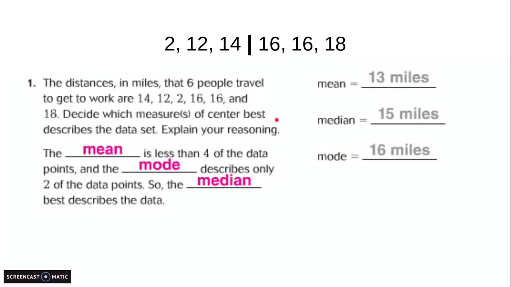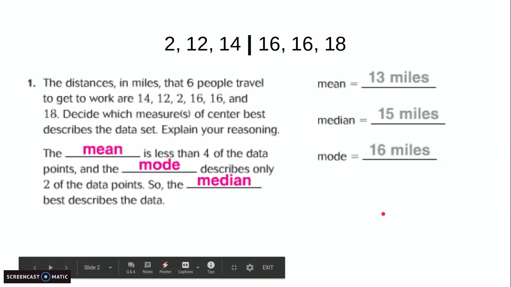And then the median is the best description of the data because it's smack dab in the middle. And like I said, the median, you pretty much can't go wrong if you choose the median as your best measure of center to describe your data. It's always going to be in the middle by definition.